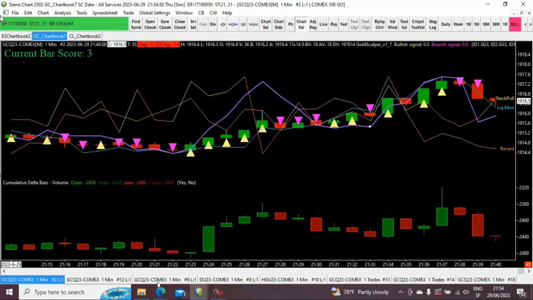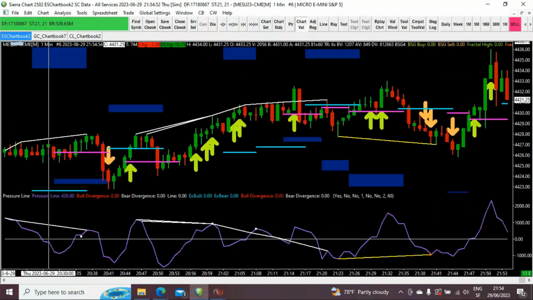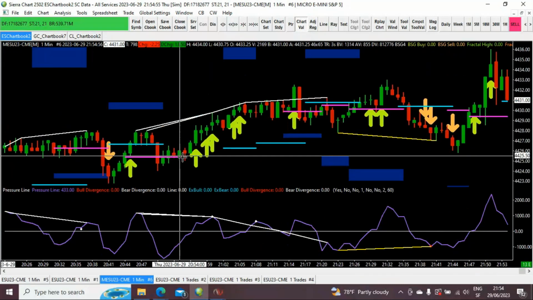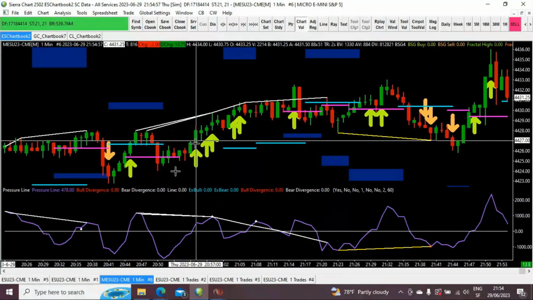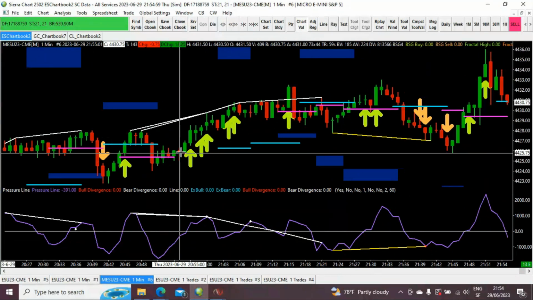I can go back to that very quickly. I think you mean these arrows here. So this is the BSG before she goes indicator that I mentioned earlier, showing that we have a potential breakthrough of a level coming up, either to the upside, which gives you a green arrow, or to the downside, which gives you an orange arrow.